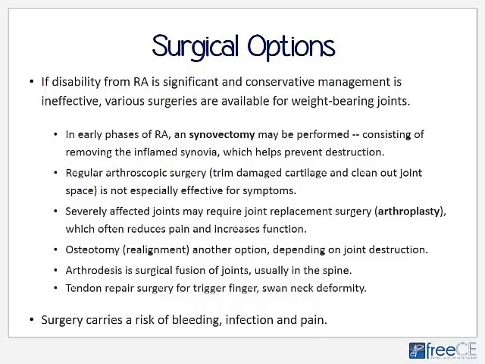Arthrodesis is a surgical fusion of joints. This can be done in the toes and the fingers, but more often in the spine in order to promote joint stability. Because RA does affect tendons and ligaments, those sorts of surgical repairs are common, in particular for helping with trigger finger or swan neck deformities.